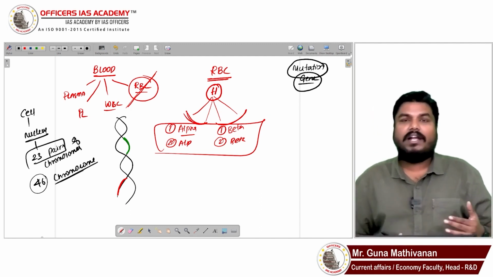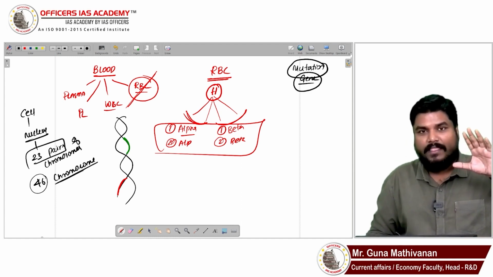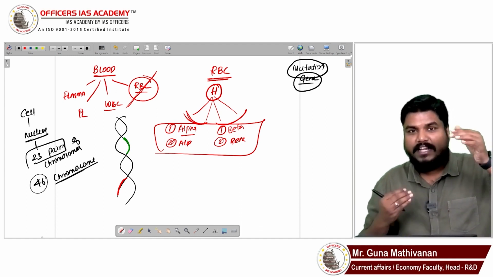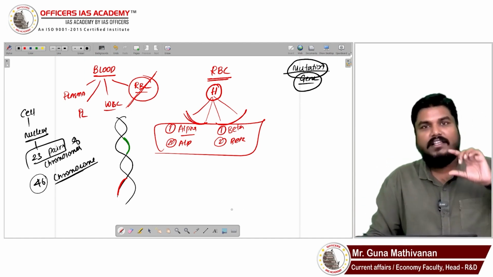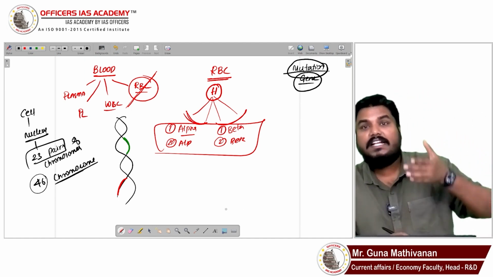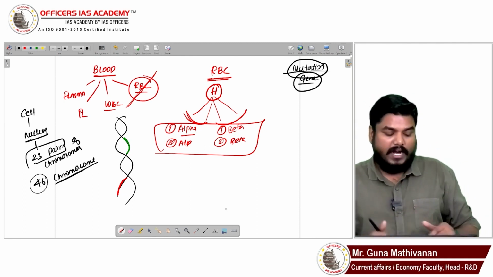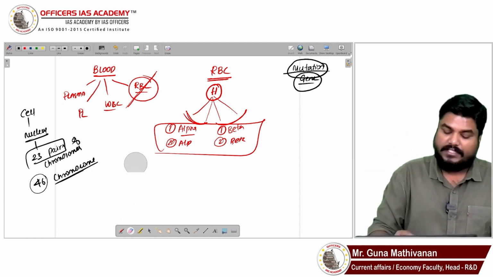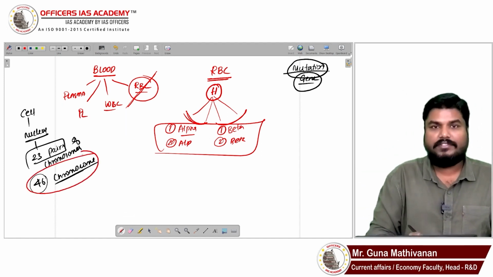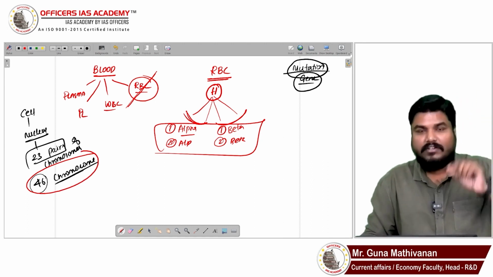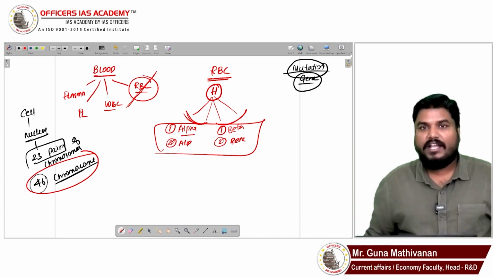Sometimes this gene will change. Sometimes that segment of DNA gets altered. That is called mutation. So what happens is, among these 46 chromosomes, on certain chromosomes, certain genes get mutated.